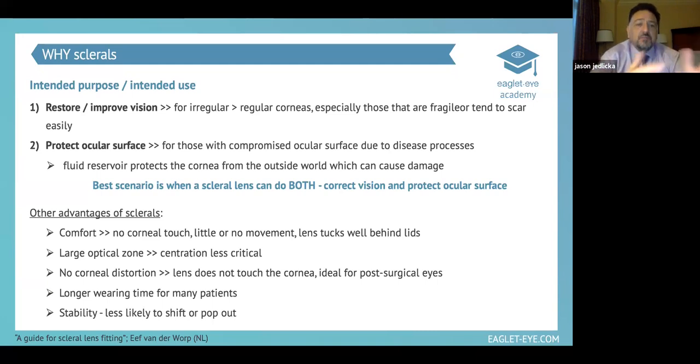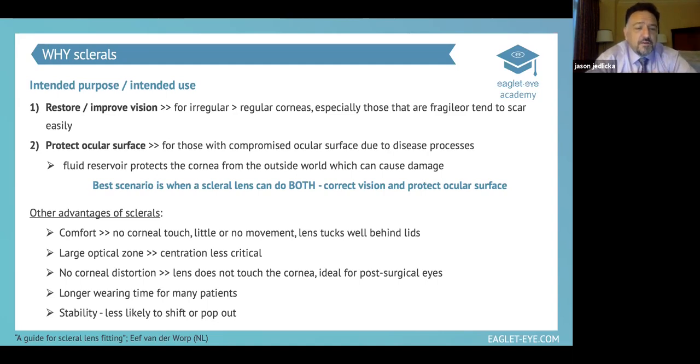And so when we can do both of these things, and that often is the case where ocular surface diseases go hand in hand with irregular corneal shapes, in those cases we're really seeing scleral lenses shine the brightest, and that is when we can both protect the ocular surface and correct the vision better than we could with other means of correction. There are other advantages of sclerals.